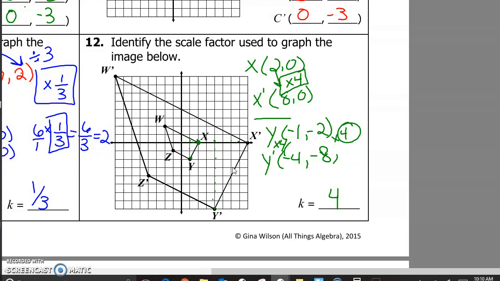Great, now it's time for you to do the practice. You're going to be doing the same thing using those scale factors. You can use a calculator, or you can multiply fractions by multiplying straight across. Okay? The answer key should be on there.